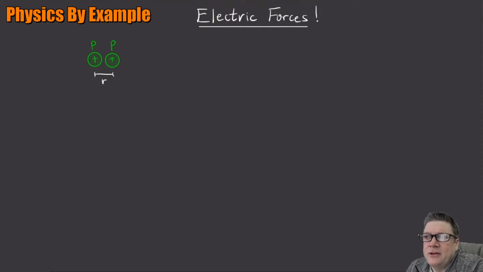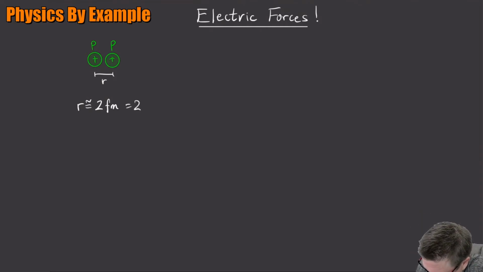So let's look and see what they're typically like at a nuclear distance from each other. And typically they're pressed right up against each other, whatever that means. The typical distance R is something like 2 femtometers. That means 2 times 10 to the minus 15 meters. That's the typical separation of protons in a nucleus.